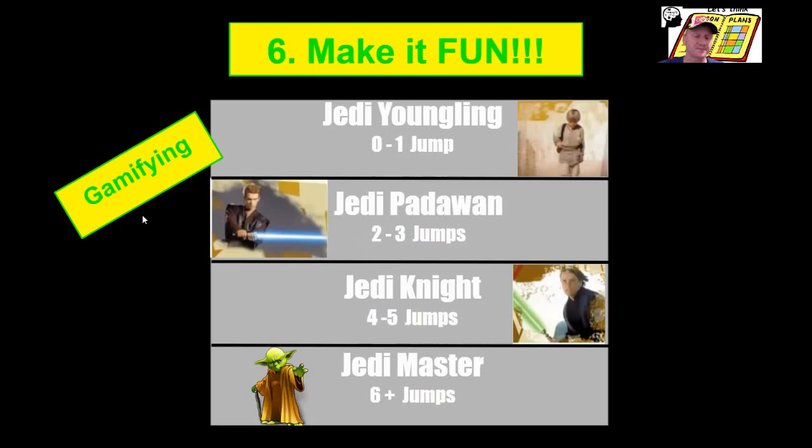Gamifying is a great thing. There's a lot of different ideas around gamifying. This is about the simplest form of it. So I use it for jump rope. If they can do 0 to 1 jumps, we call them a Youngling. They move up to 2 or 3 jumps on any type of jump. That's the Padawan level. If they can do 4 or 5 jumps, whether it's forward, backwards, or whatever we're working on, they work up to the Jedi Knight. And finally, if you can do 6 or more, that's the Jedi Master. Again, this is just an idea. Take it, twist it, and make it fun for you and your kids as well.